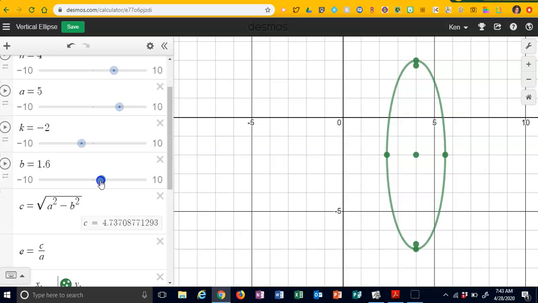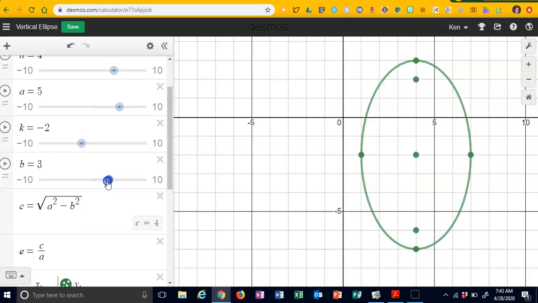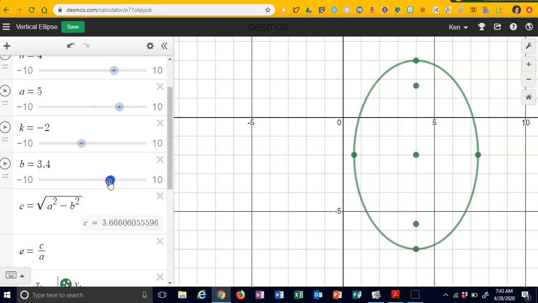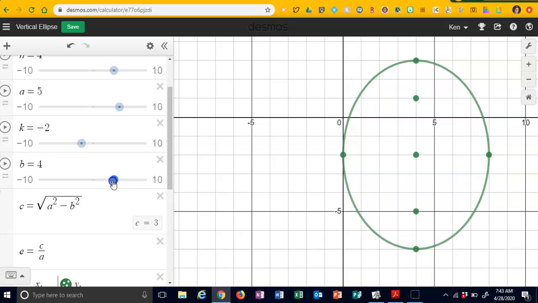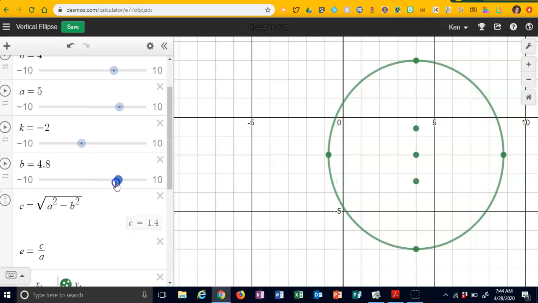Now let me take it in the other direction. What if B becomes bigger? Let's take it up from 3. Let's make it close to 4 now. So when I make it 4, C is 3 now. 3 divided by 5 is 0.6. And notice this is becoming more circle-like. Let me go back to the B of 3. Watch the focus compared to the center. See how it moves? Now if I let B get closer and closer to 5, there's 4.8 for instance.